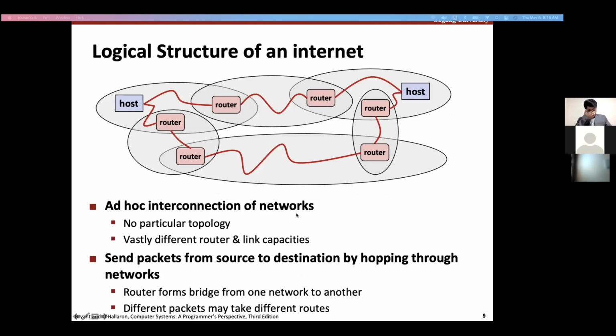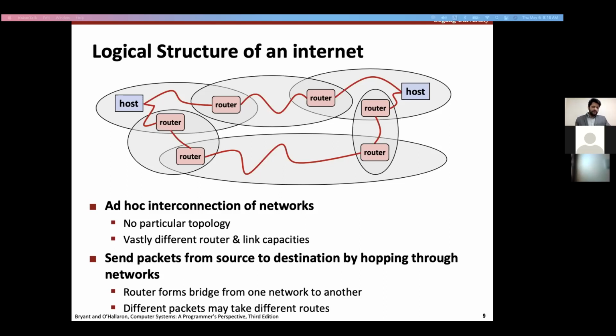So this is a logical structure of an internet. We have hosts, and there are certain routers, and those routers are interconnected to each other, and somehow they are in some overlapping boundaries. So that's an ad hoc internet interconnection of networks. So there's no particular topology.